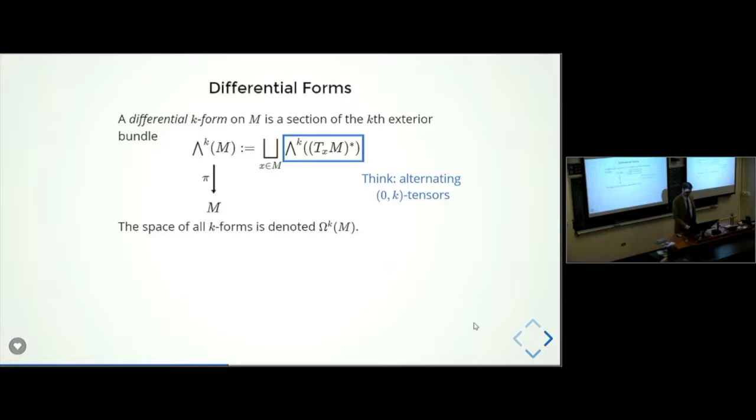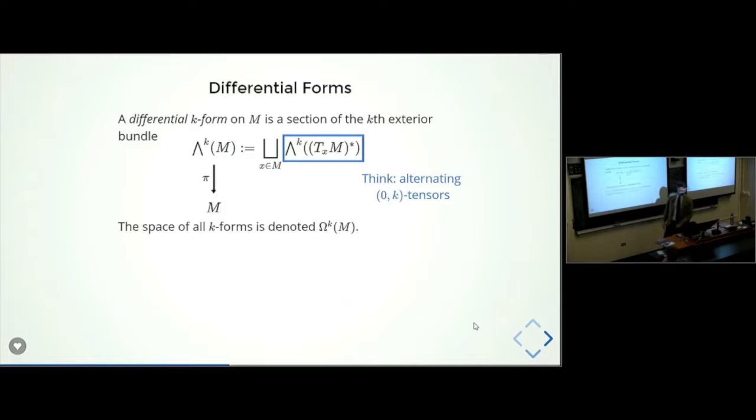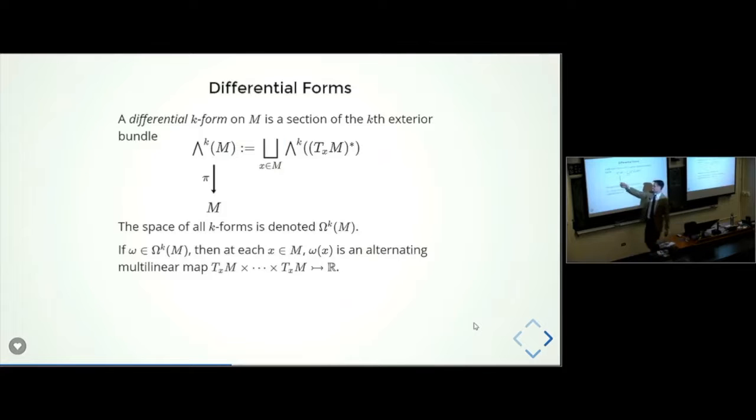Okay, so these are things which, at each point in the manifold, you input k tangent vectors, and you spit out a number in an alternating multilinear way. So, think of the determinant as an alternating multilinear map. And these are all, in some appropriate sense, determinants. So that's what I just said: at each point, you get an alternating multilinear map on the tangent spaces.